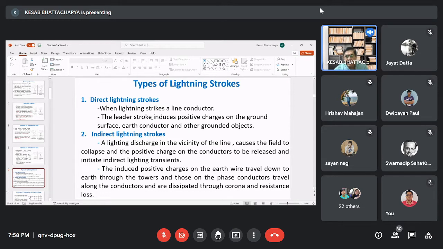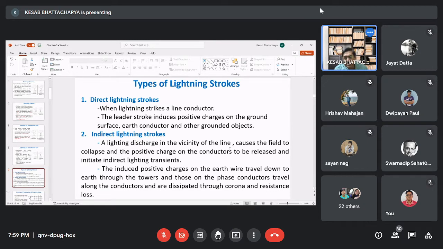That leader stroke induces positive charges on the ground surface, earth conductor, and other grounded objects. When lightning strikes a line conductor directly or any object directly, it is called a direct lightning stroke. On the contrary, an indirect lightning stroke is explained like this: a lightning discharge in the vicinity of the line. Say the lightning discharge does not hit the line conductor directly, but the discharge takes place in the vicinity of the line conductor.